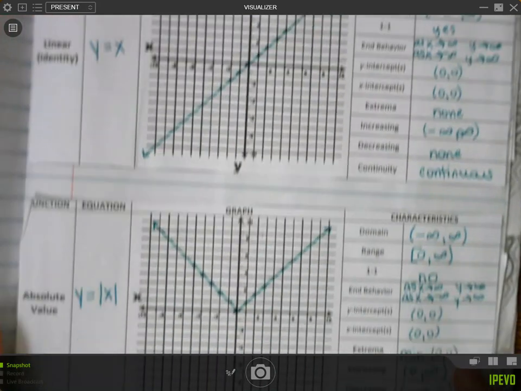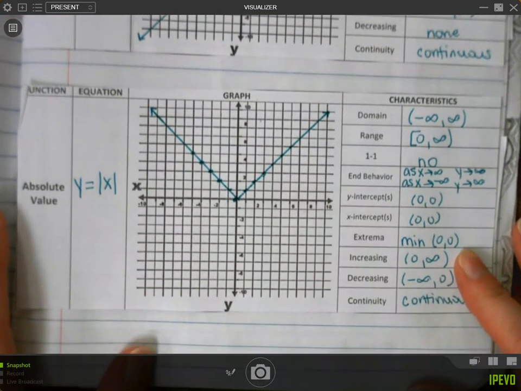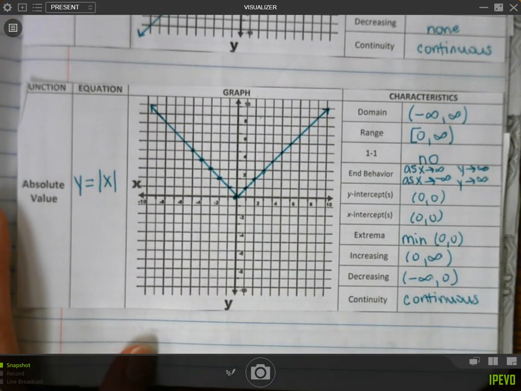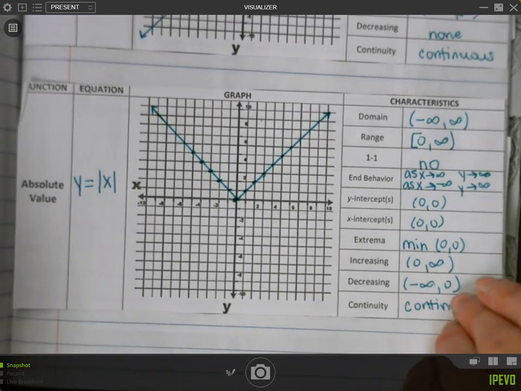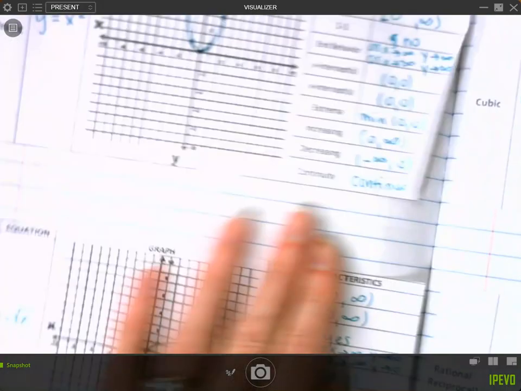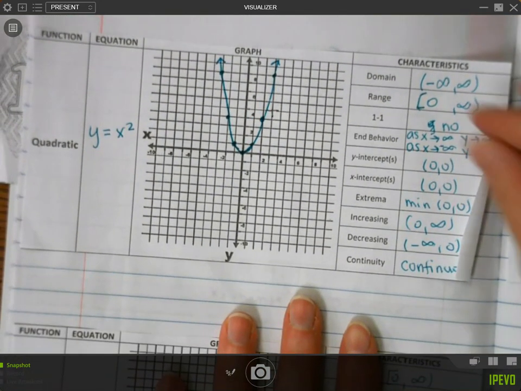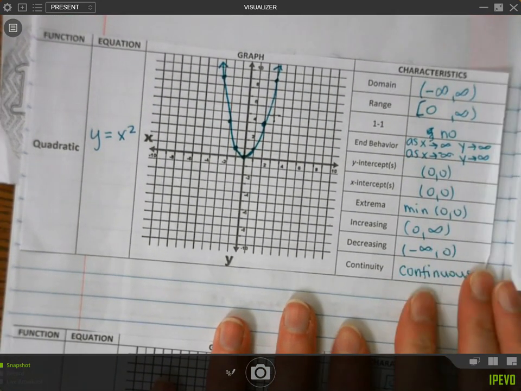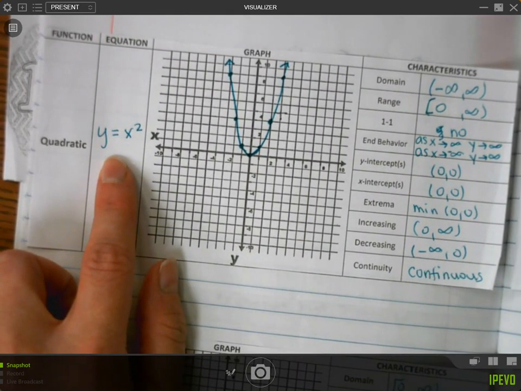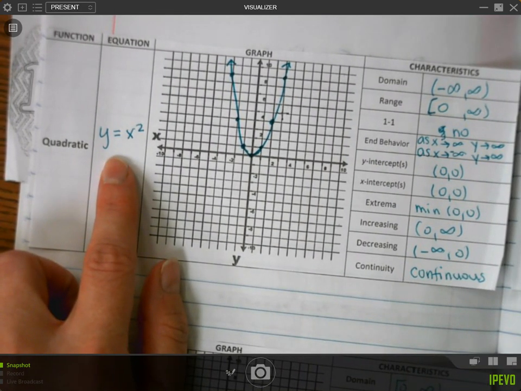All right, so absolute value is another one that we did on the first day, so just make sure you have that one and all the information correct. So the new ones that we have done in class today are quadratic. So a quadratic, the generic parent function is just the plain y equals x squared.